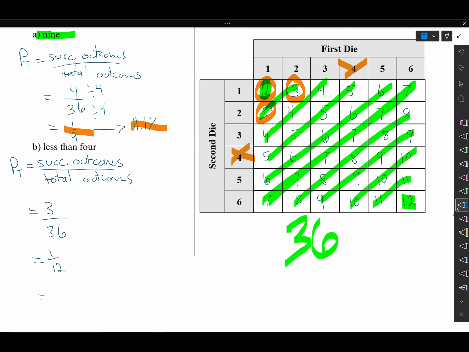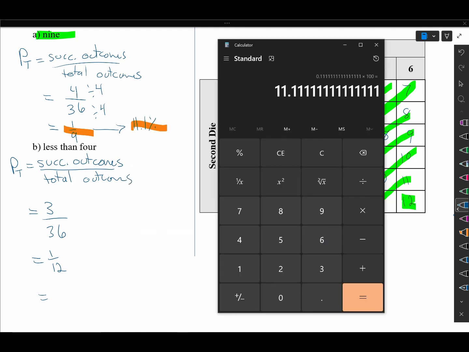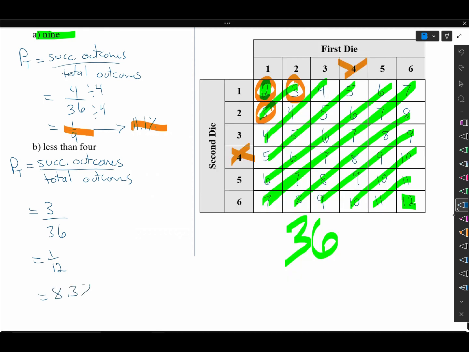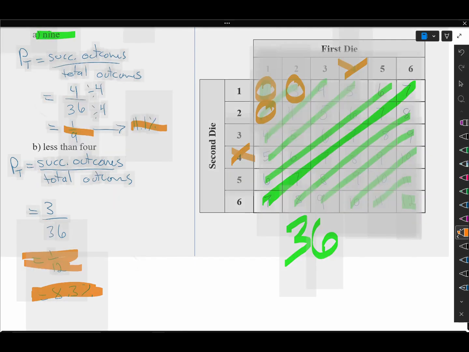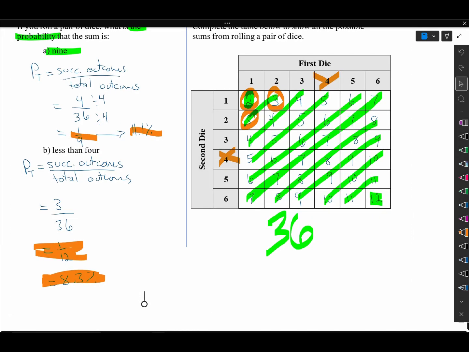I can turn that into a percentage by throwing it into my calculator. 1 divided by 12 times 100. I'm working with 8.3%. Again, either of these forms is perfectly acceptable depending on the way in which your math mind likes to view probabilities. So, if you followed along, I'm hoping you're feeling a little bit more comfortable working with the theoretical probability of rolling 2 dice. Nice work.